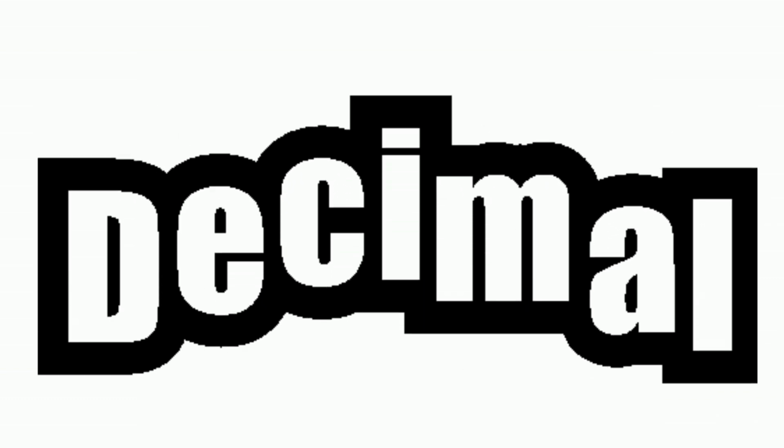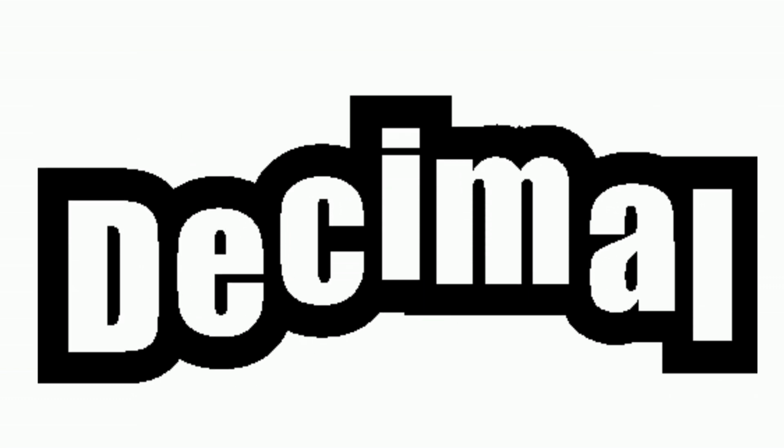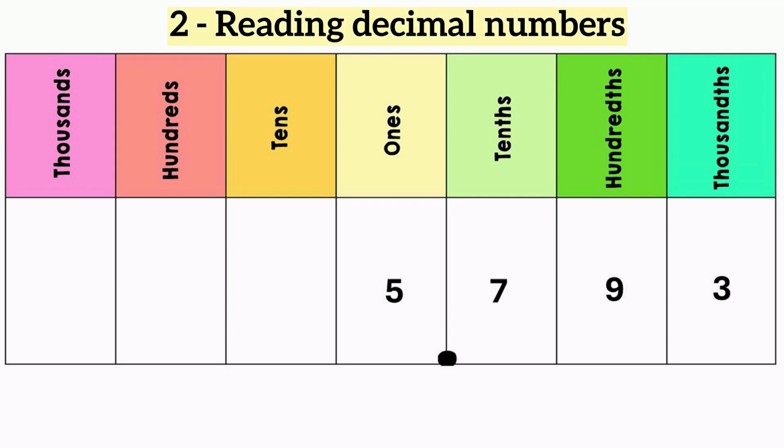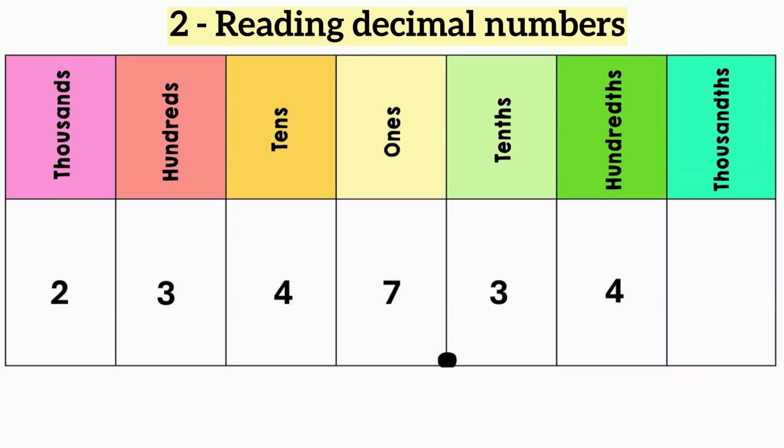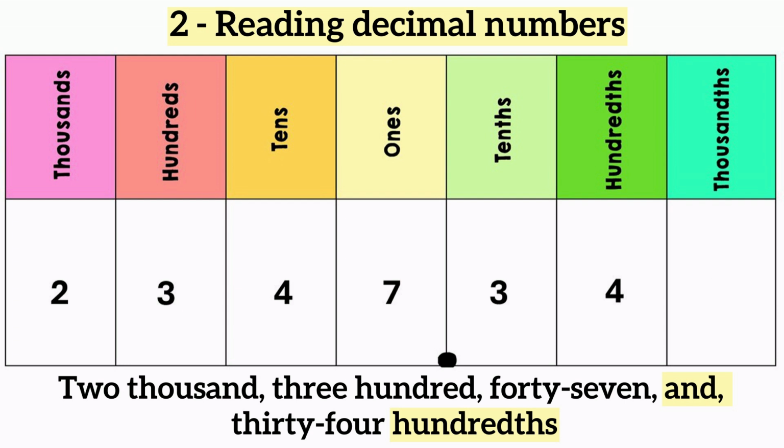After learning the names of each place, it is important to know how to read numbers with decimals. We start by reading the left side of the number, or the part that appears before the decimal point. In this example, it is 5. When we reach the decimal point, we say, and. Then we read the right side of the number, which is 793. Lastly, we finish off by saying the place value of the last digit. In this example, it is thousandths. This number is 2,347 and 34 hundredths.